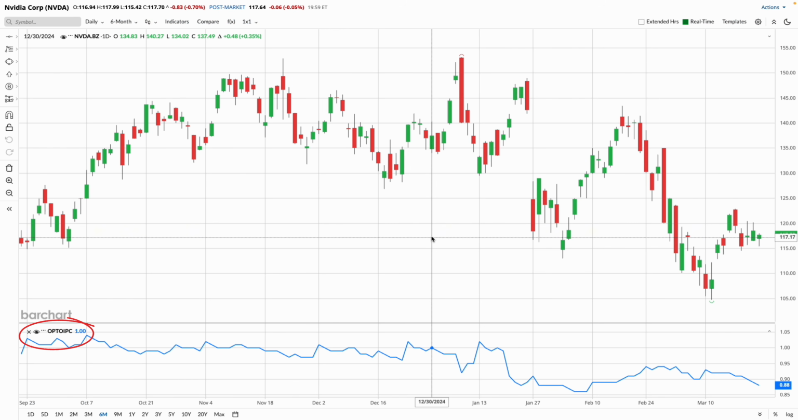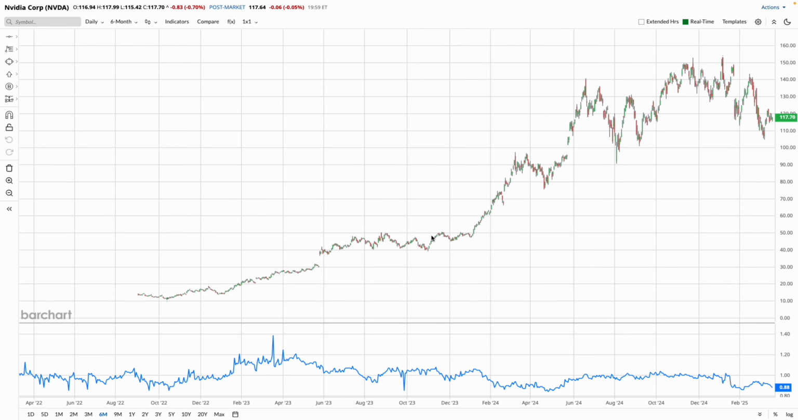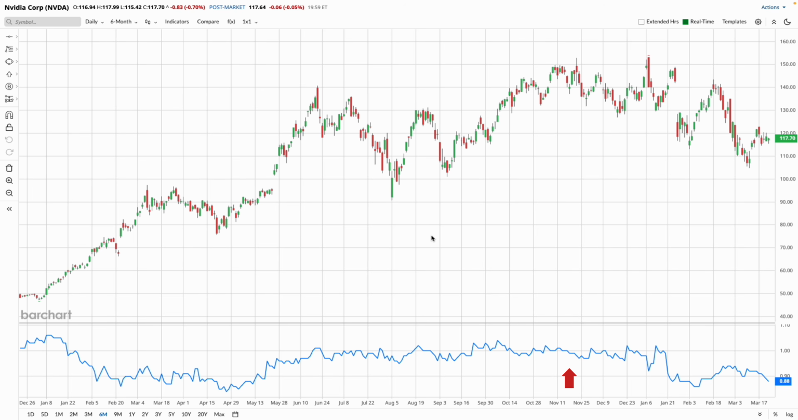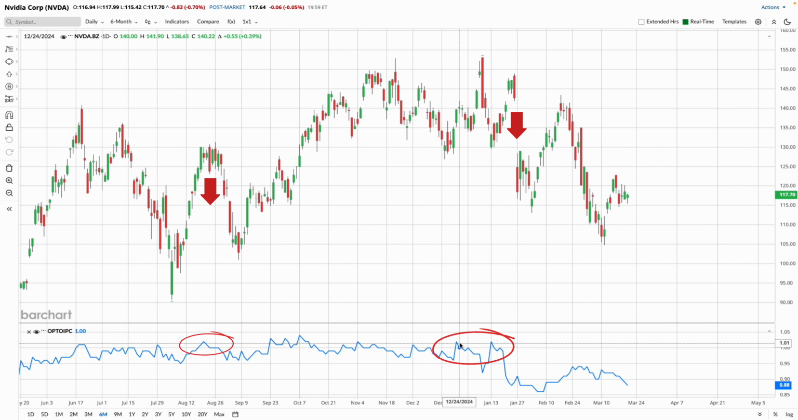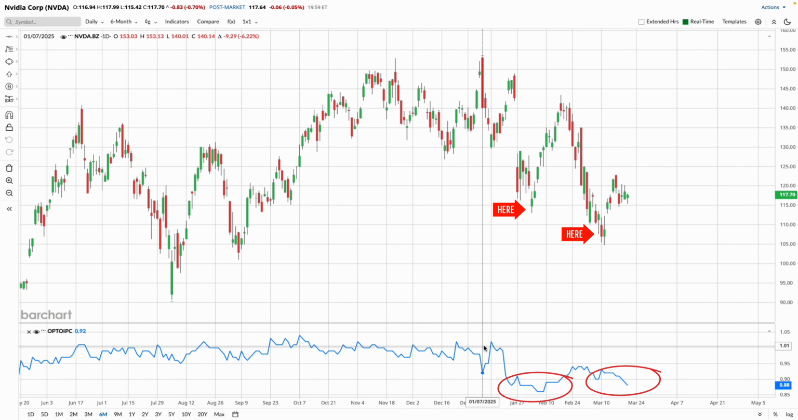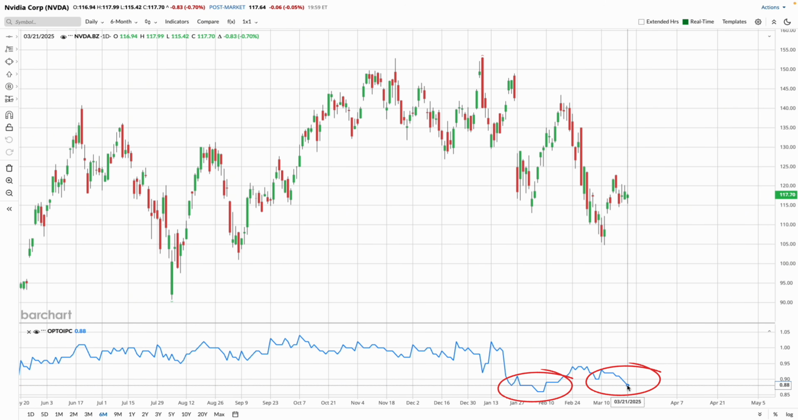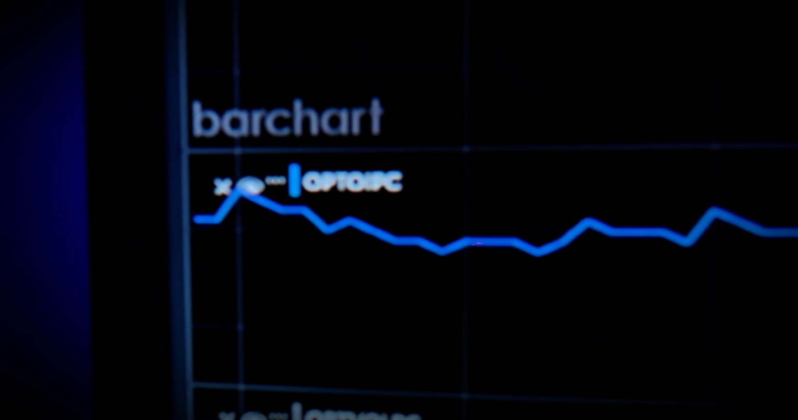If we notice that the put-call open interest ratio has been steadily increasing over several days while the stock price has been rising, it could mean that traders are hedging against a potential drop. On the flip side, if the put-call ratio has been declining alongside price action, we might be seeing strong bullish momentum incoming. And that's it.